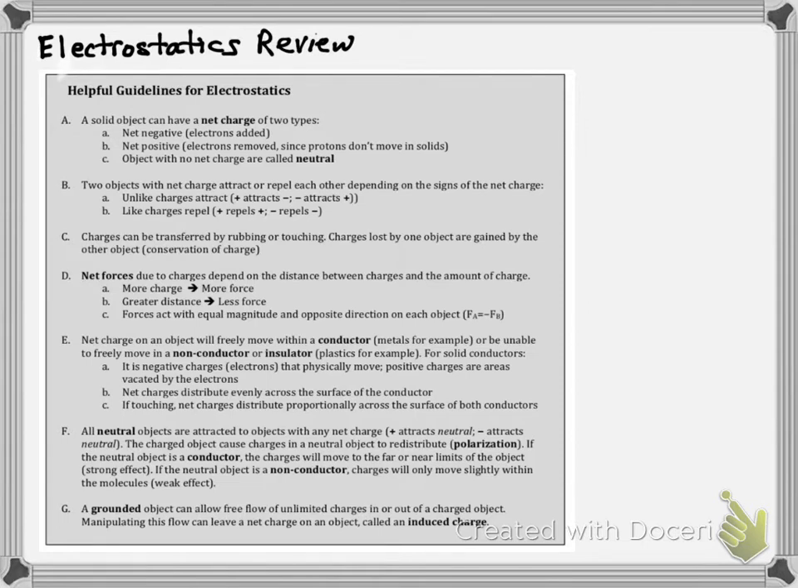A grounded object is one that allows free flow of unlimited charges in or out. And when we manipulate that, that's how we get an induced charge. And I'll show you that in just a second.